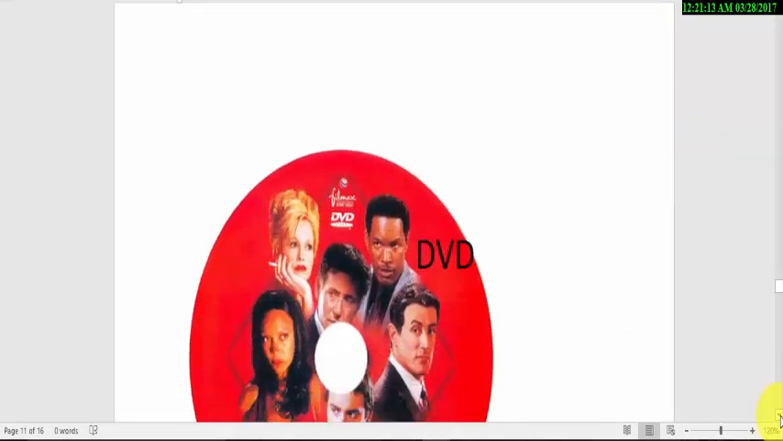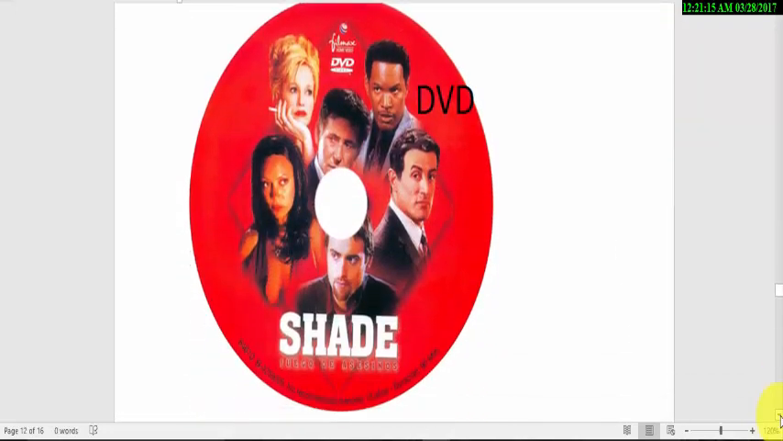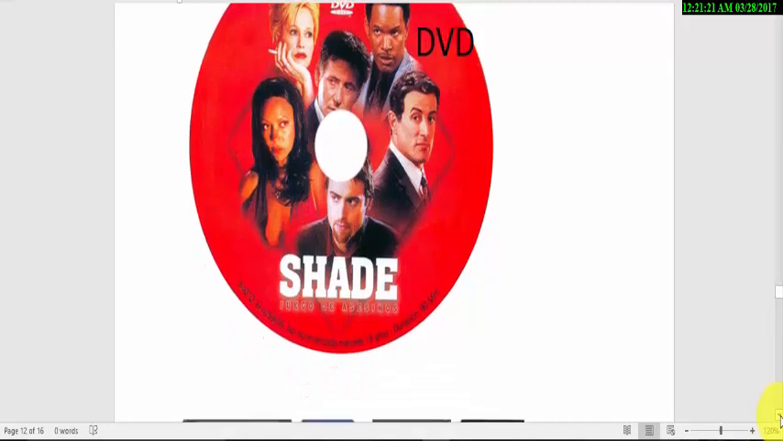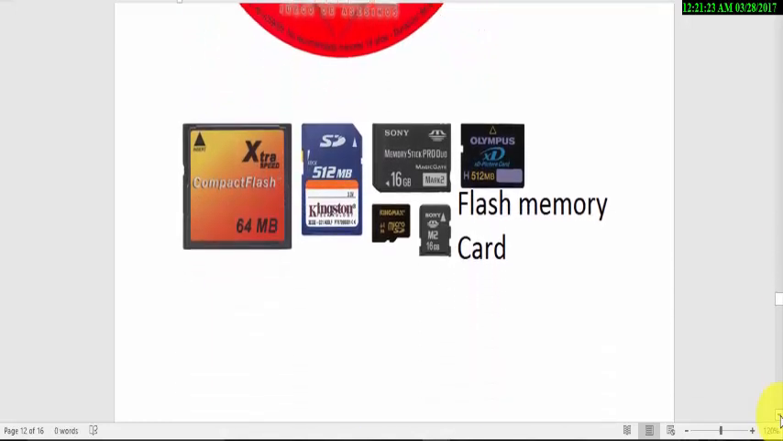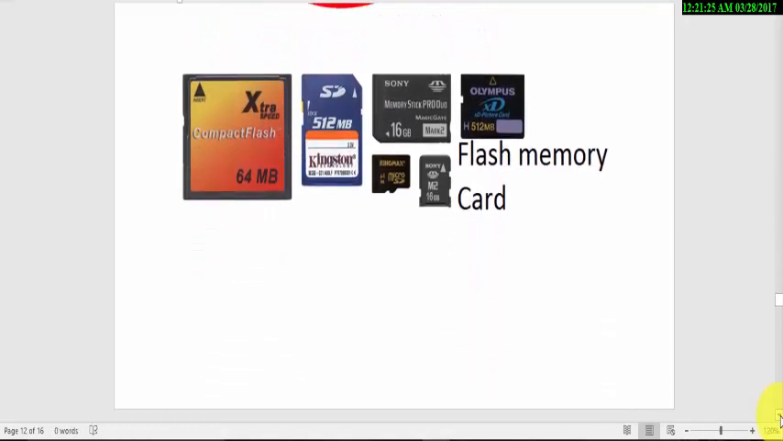Then this is also a DVD. It helps us to save work on the computer. Then these also are what we call the flash memory cards, where we save our work. For example, this one is used in the camera. This one also in the camera. This is for the phone. So it helps us to save work on the computer.